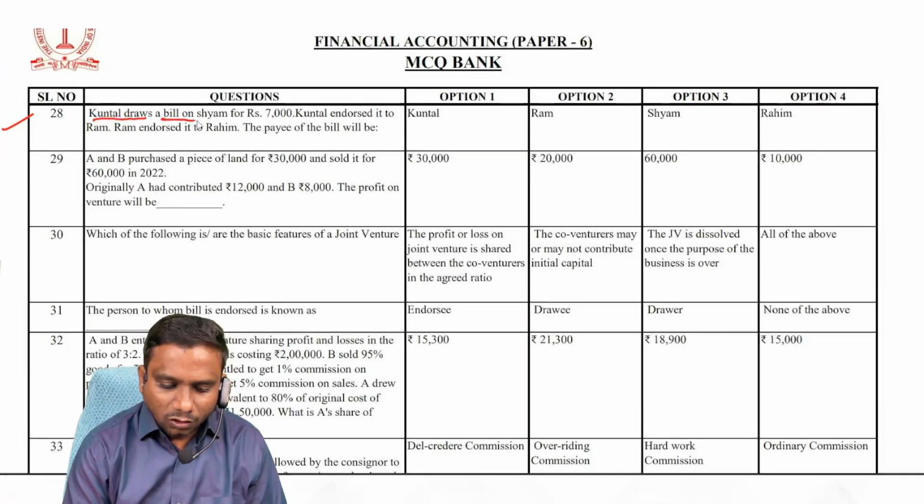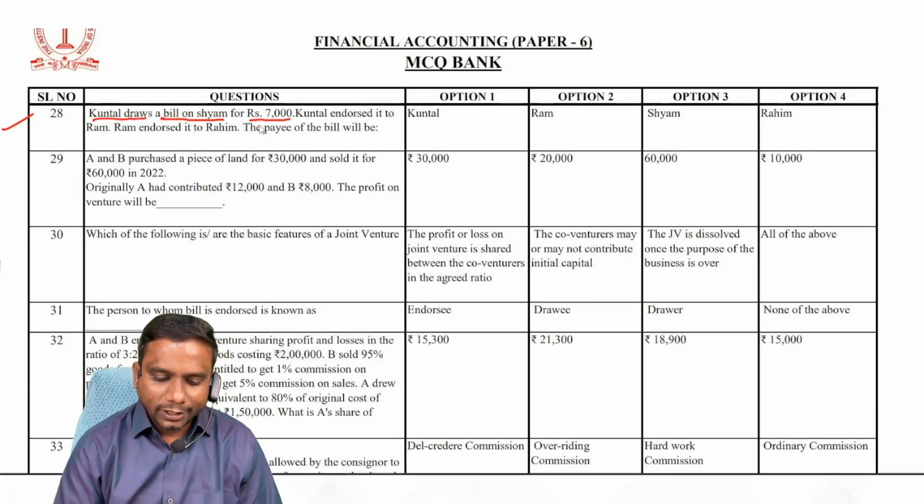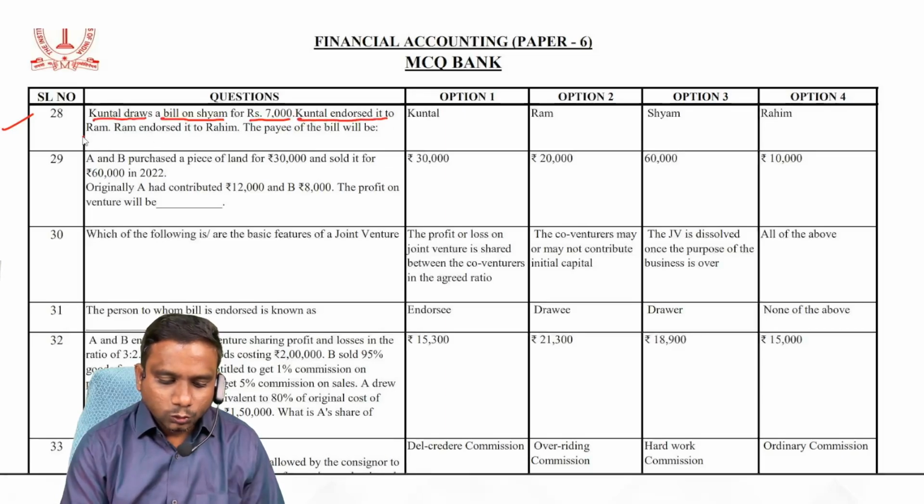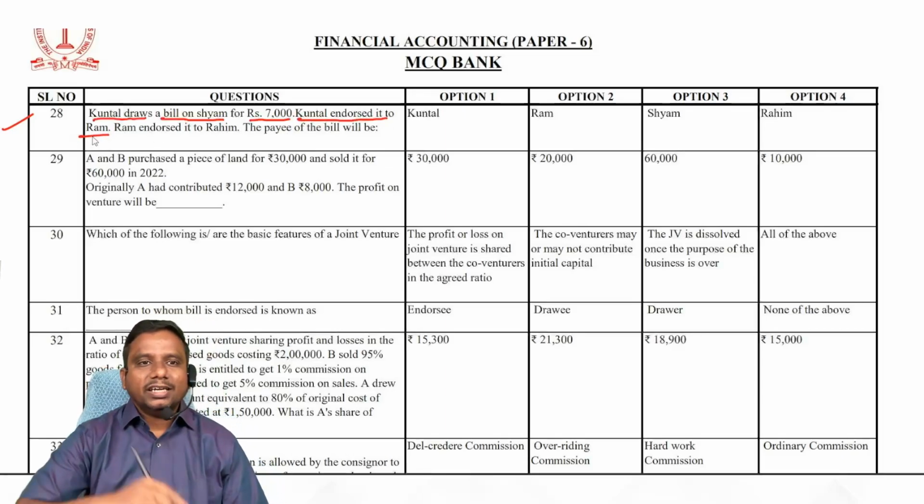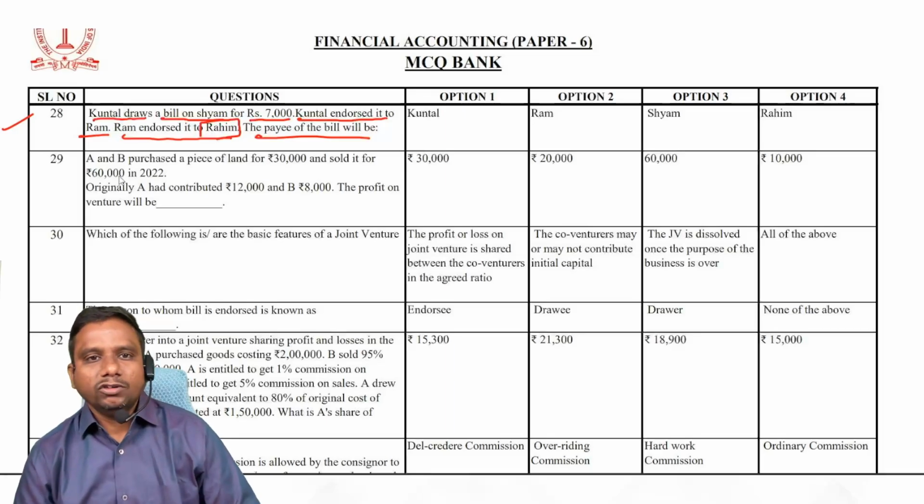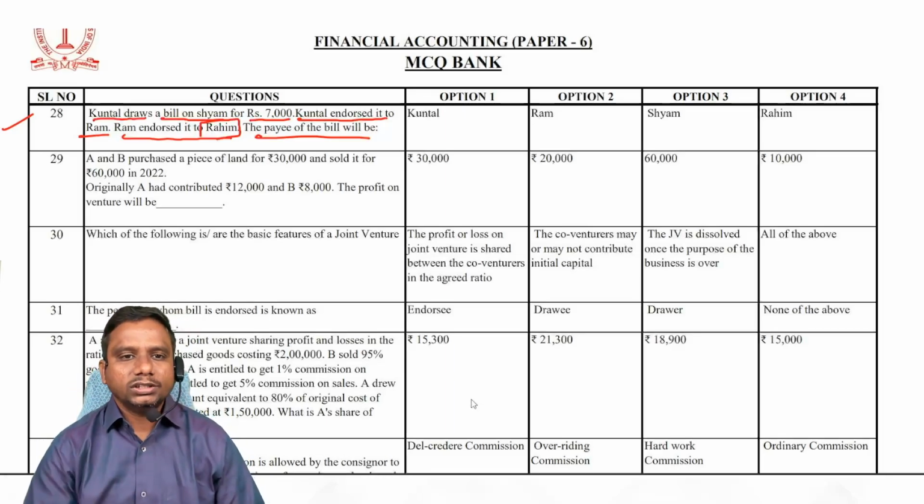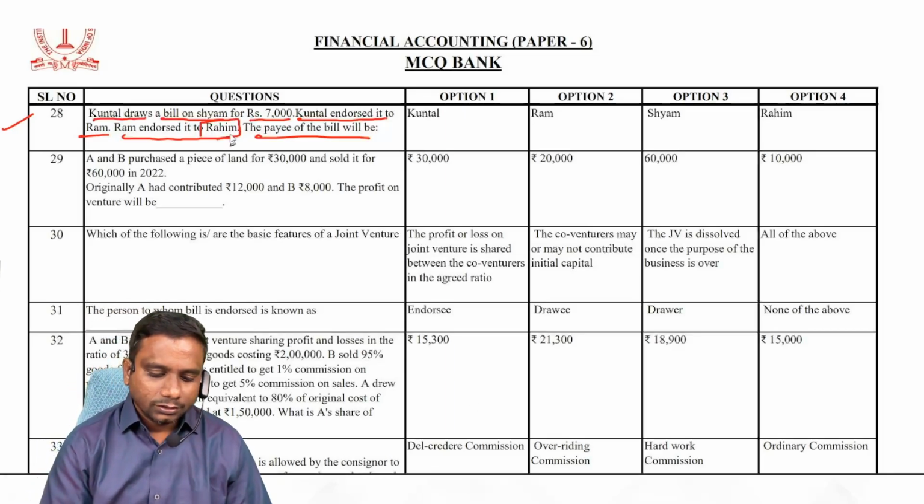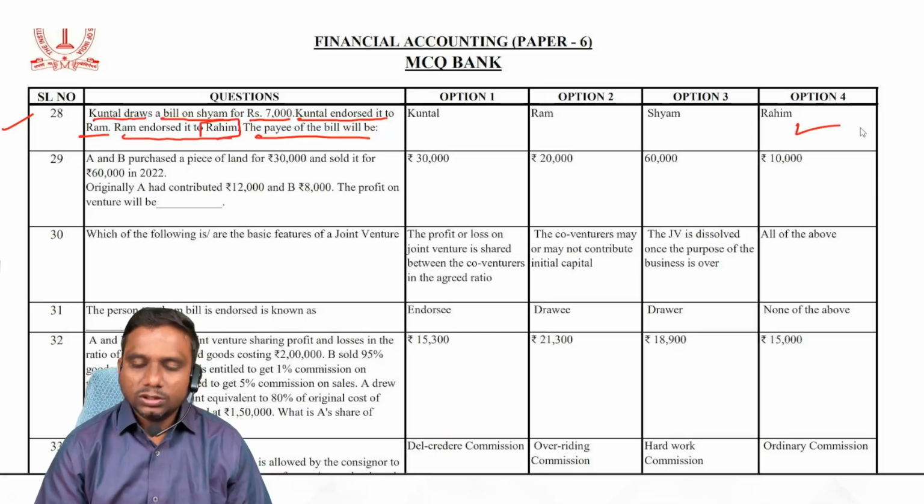Kuntal draws a bill on Sham for 7,000 rupees. Kuntal endorsed it to Ram, and Ram endorsed it to Rahim. Now, who is the payee? Ultimately, who is the holder of the bill? Rahim, so Rahim will receive the amount. Payee means the person who receives the amount of the bill. So Rahim is eligible to receive the amount.